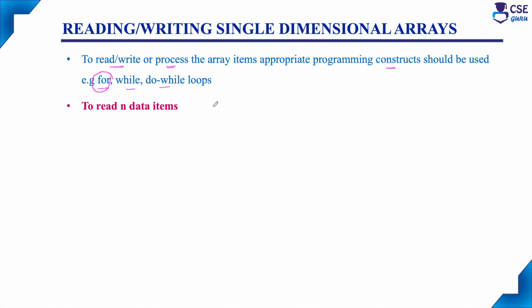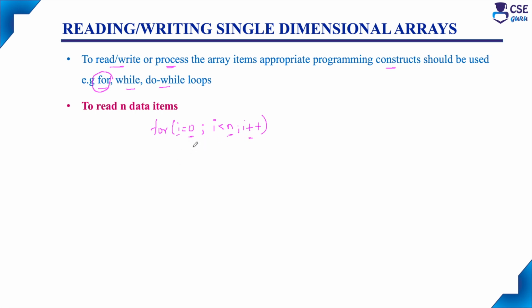To read n data items from the keyboard, we can use a for loop combined with the scanf statement. For example, for i equal to 0, where i is the looping variable, and i less than n, i plus plus. So this is the for loop statement. The initial value is 0, and the n value we have to give, that is the maximum value for the array. So this n will decide the size of the array, and this is the increment statement.